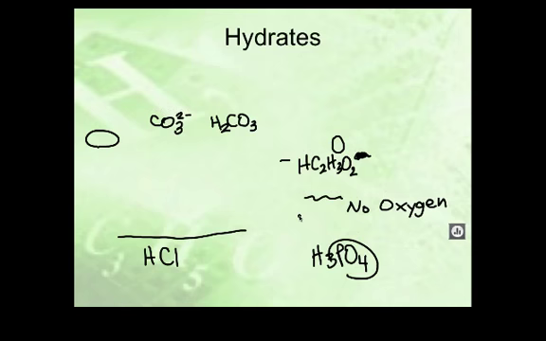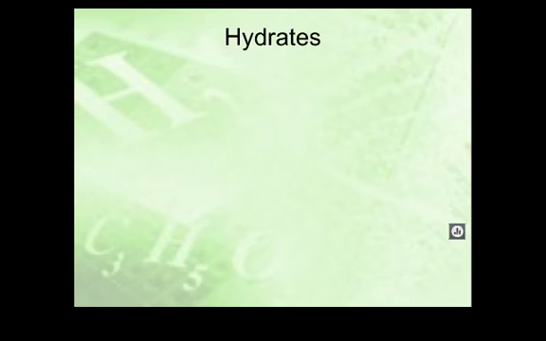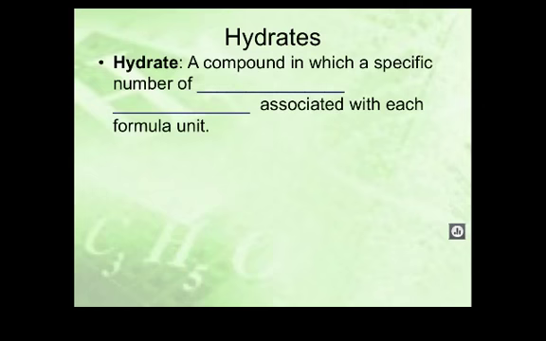Now we're going to do one other kind of compound that's common. We just don't think about it very much. It's called a hydrate. A hydrate refers to a compound with a specific number of water molecules associated with each formula unit.